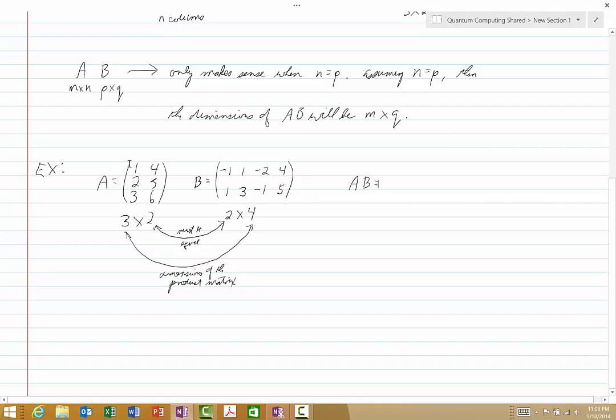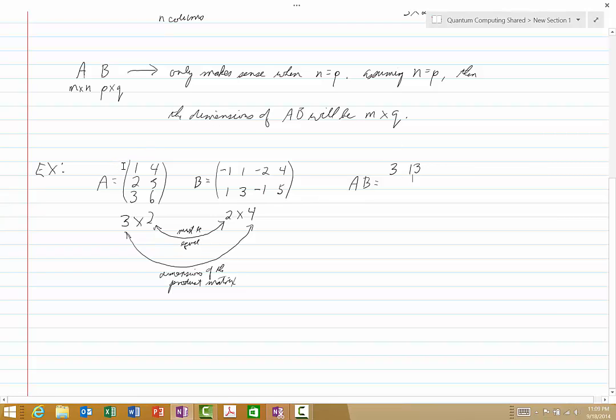First we go across this first row, 1 and 4, and down the first column. 1 times negative 1 is negative 1, plus 4 times 1 is 4. Negative 1 and 4 is 3. Now we go across the first row and down the second column. 1 times 1 is 1, plus 4 times 3 is 12. 1 and 12 is 13.